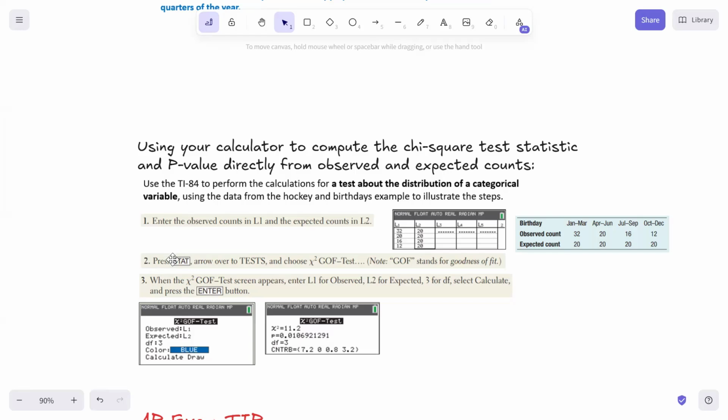Then you want to press Stat and go over to Tests, and then scroll down to chi-squared GOF, which stands for goodness of fit, test. When that screen appears, you're going to do the observed in L1, expected in L2, degrees of freedom. Don't worry about the color, and then hit enter. It's going to tell you the chi-square value, the p-value, degrees of freedom, and this stands for contribution. We'll talk about what that means in a second.